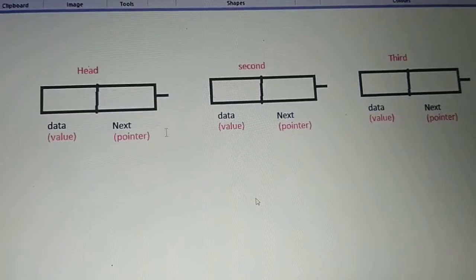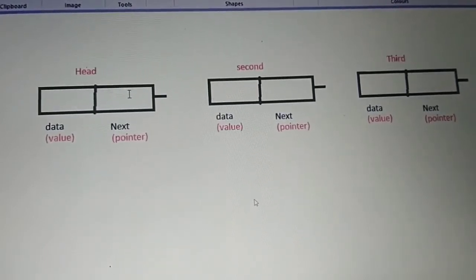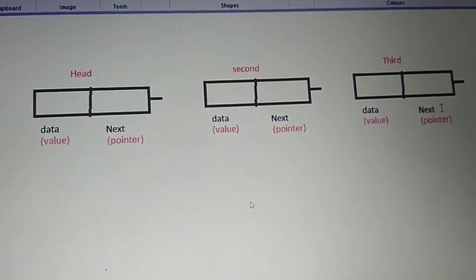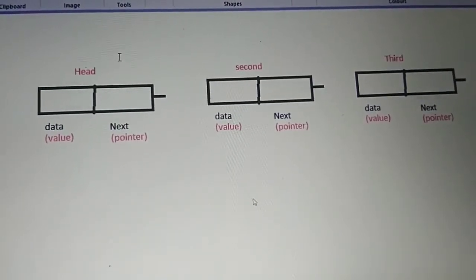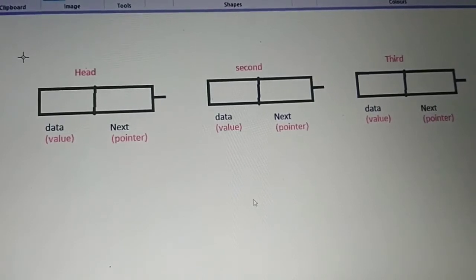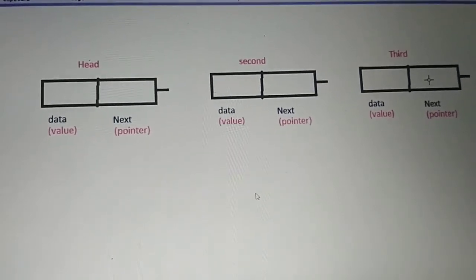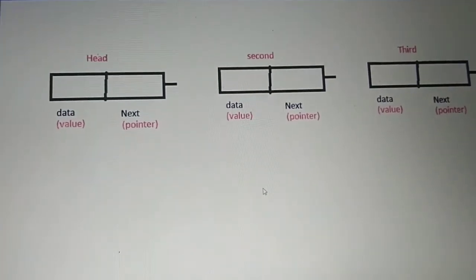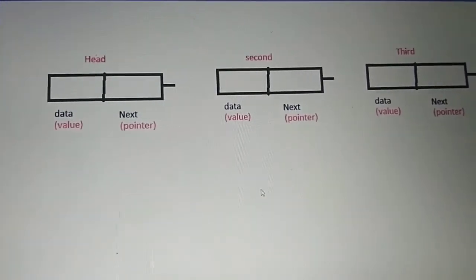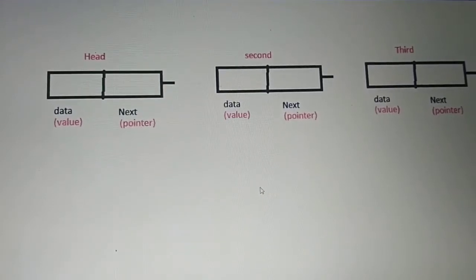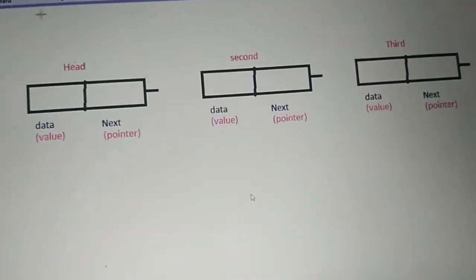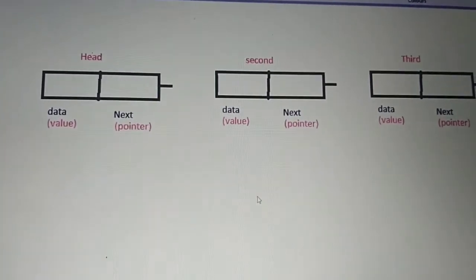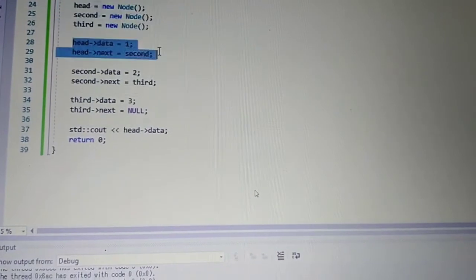I just want to point out that the next pointers in these nodes aren't actually pointing at something right now. These aren't connected to each other at this point. It's not yet connected. They're new nodes. I just made three objects of type node. Okay, let's go to the code.